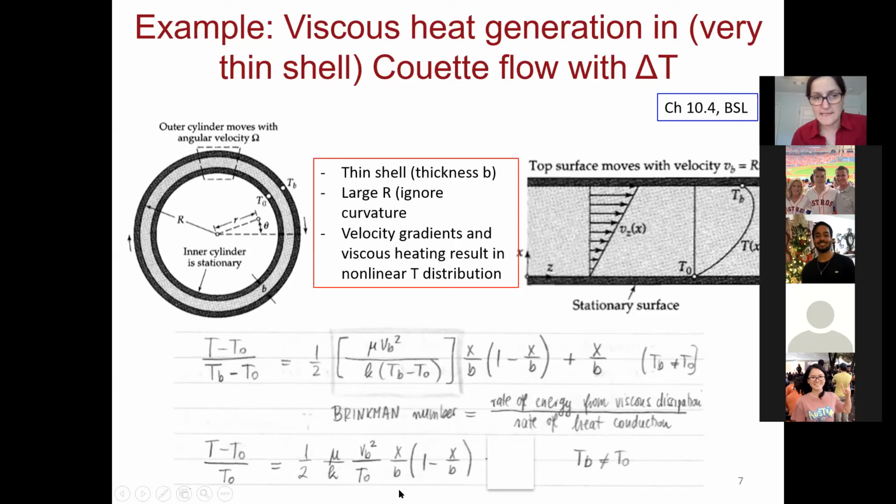Okay? And that's given with this equation. If my temperature TB is actually different from T0, then this profile will look approximately like that, and that's given with this formula. So it's important to understand that there's always a little bit of viscous heating.